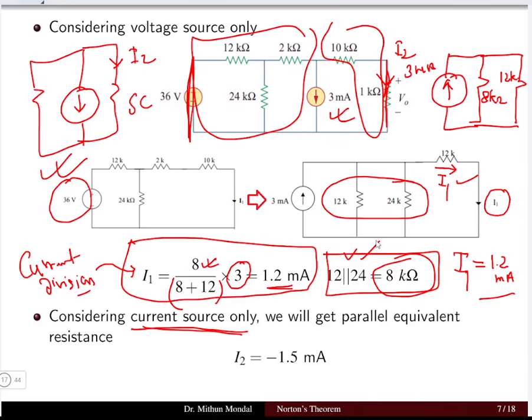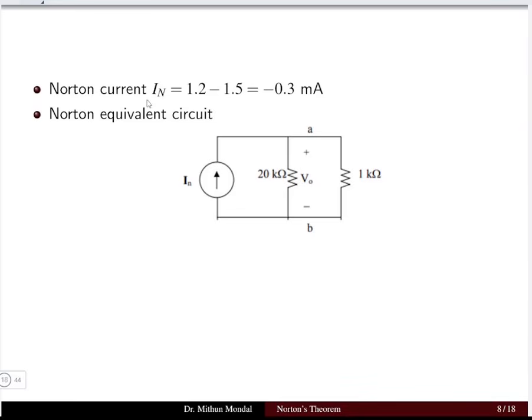So this is with the series parallel resistance. The current I2 that we get is minus 1.5 milliampere. So we have two currents due to the two sources of superposition. Then we can find the Norton current by adding the two currents, which gives minus 0.3 milliampere. Now the Norton equivalent circuit is basically a Norton current in parallel with a resistance, that is R Norton.